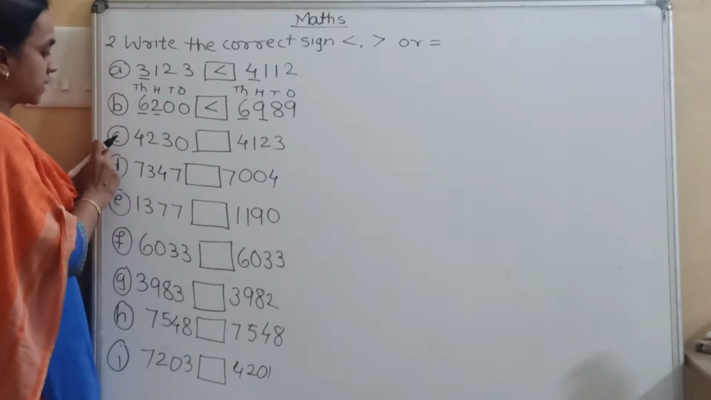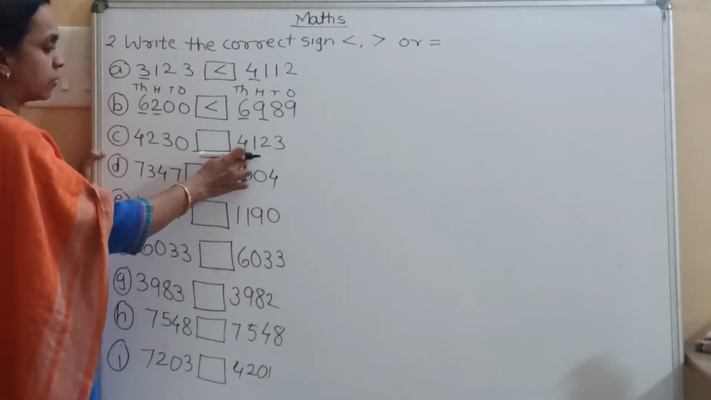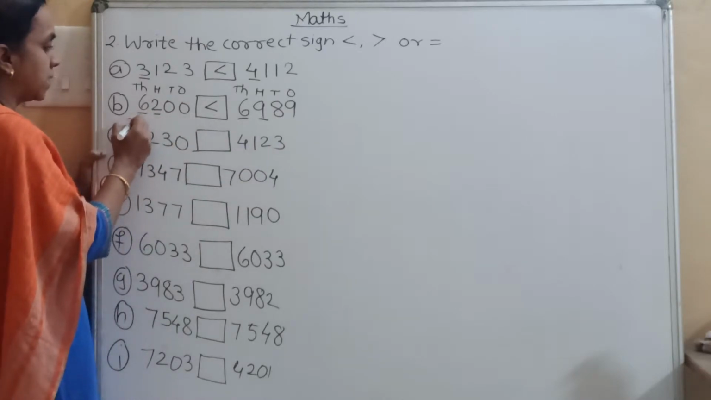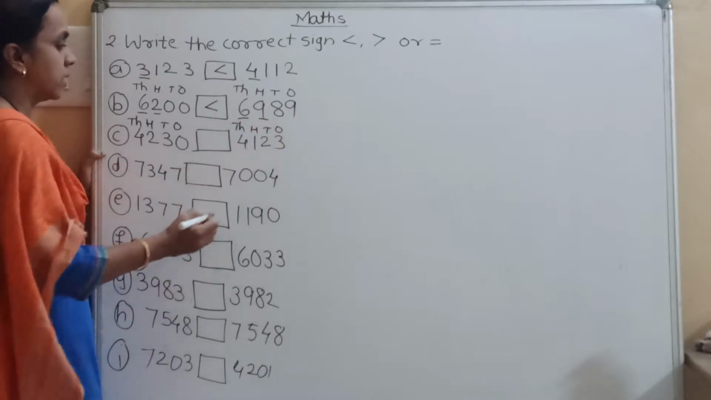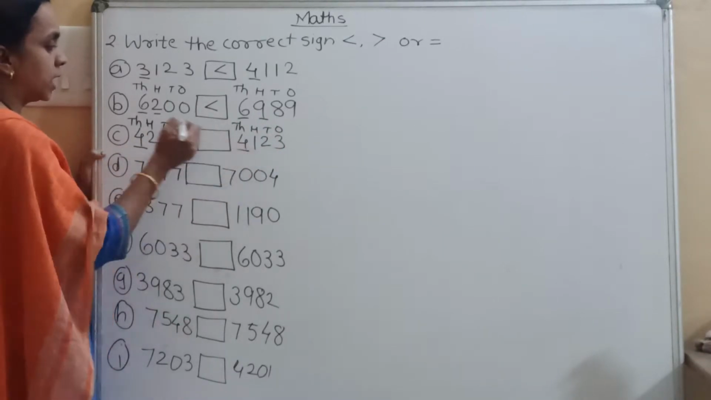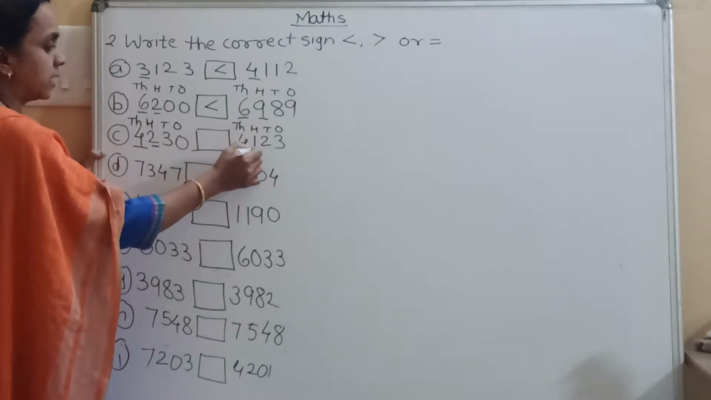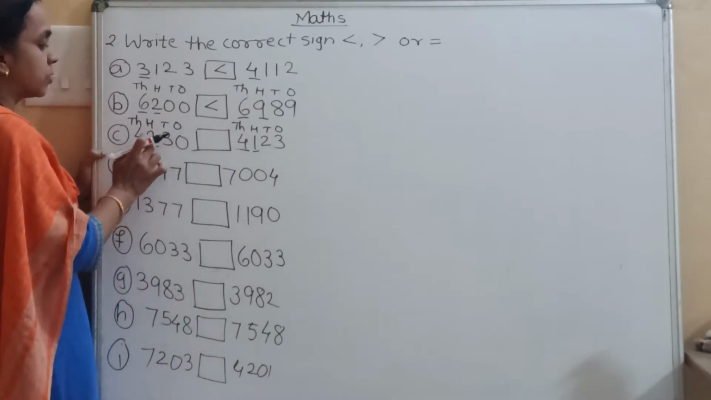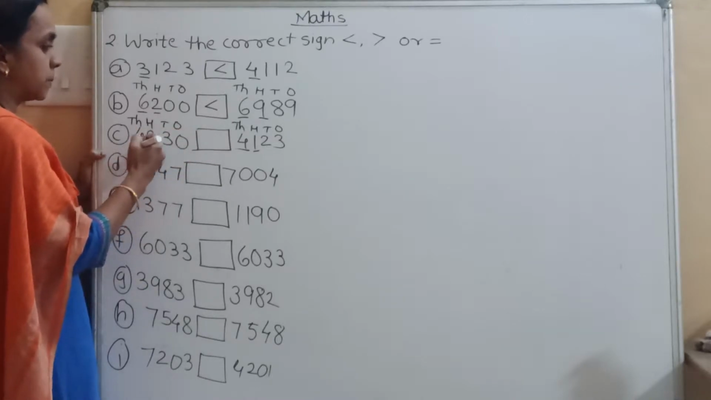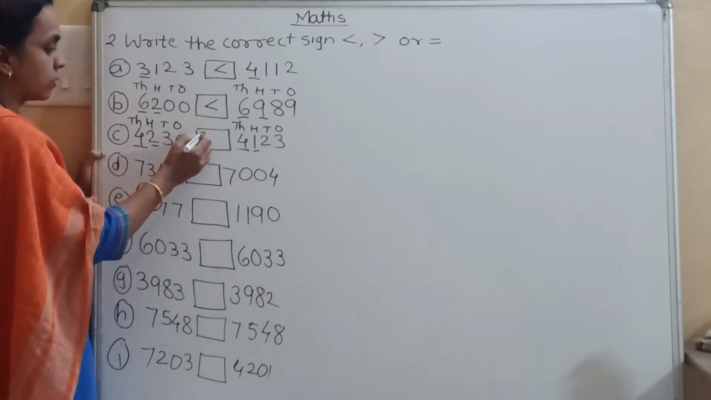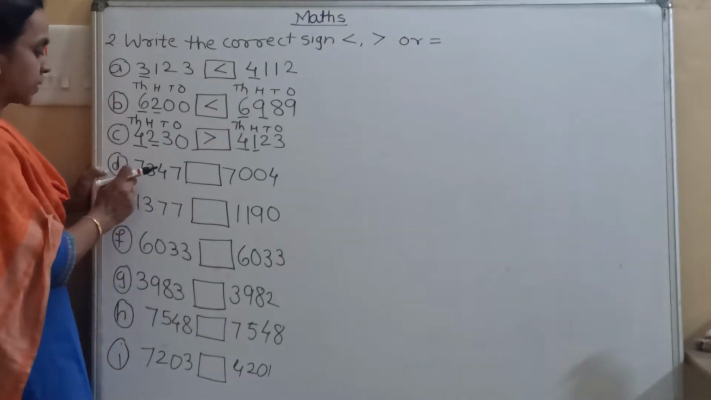Okay. Now see C question. 4230 and 4123. Here 4000, and here also 4000. Now in this hundreds place 2 is there, and here in this hundreds place 1 is there. So this 2 is bigger than this 1, so definitely this number is bigger than this number. So we have to give this greater than sign here.